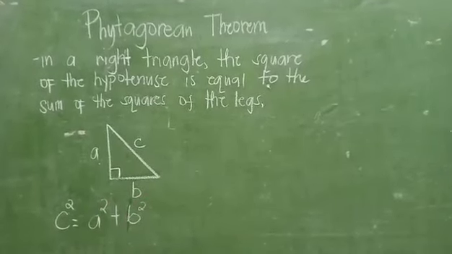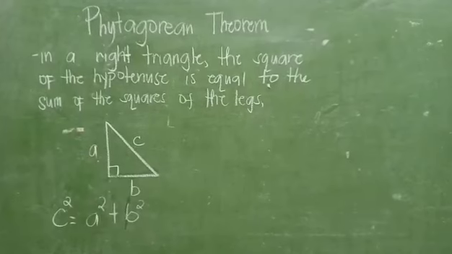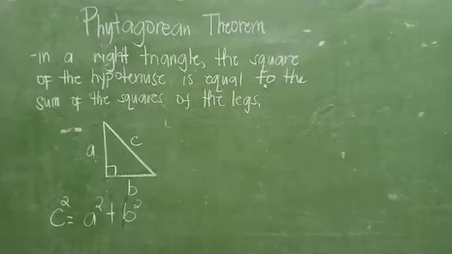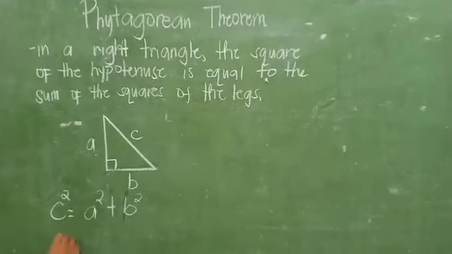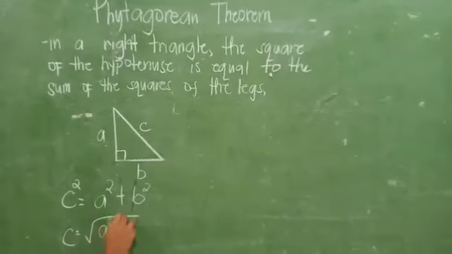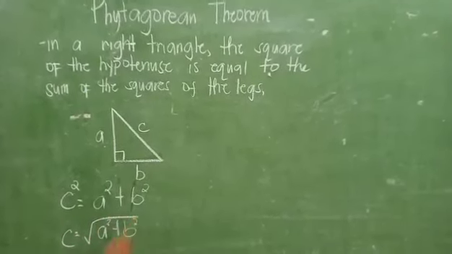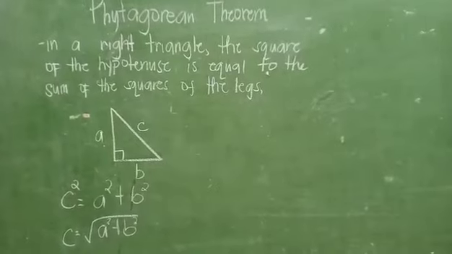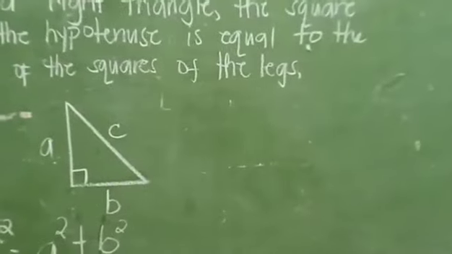Now, we have the formula for the Pythagorean theorem. C squared is equal to A squared plus B squared. Or you can just simply say C is equal to the square root of A squared plus B squared to remove the square of the hypotenuse. Now let's have an example.